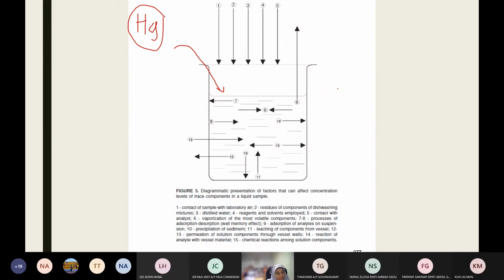Let's say that one of your groups takes this lake water and wants to do the analysis of mercury. There are two groups here. Let's say one group takes it using a glass bottle, and another group takes it with a PTFE, maybe some plastic bottle. Let's say group 1 takes with glass, group 2 takes with plastic bottles. Do you think they will affect your analysis or not?